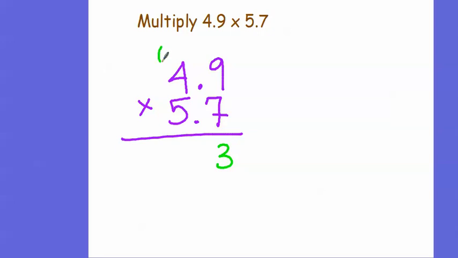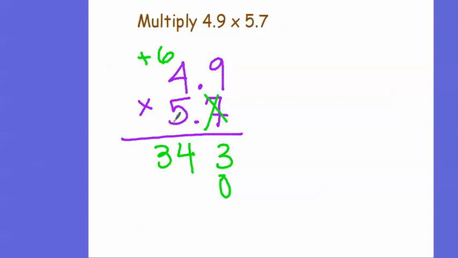Write the 3, carry the 6. 4 times 7 is 28. Plus 6 is 34. Write our 34. Now we multiply by 7. We're going to add that 0 placeholder. Always, always, always with whole numbers and decimals, we want to add that 0 placeholder. All right, we multiply by that 7.